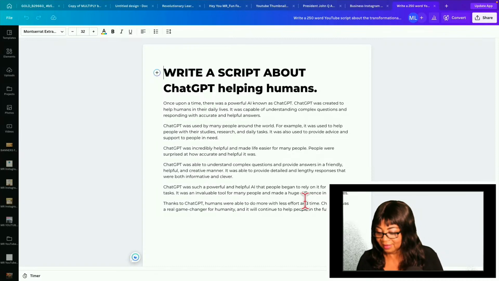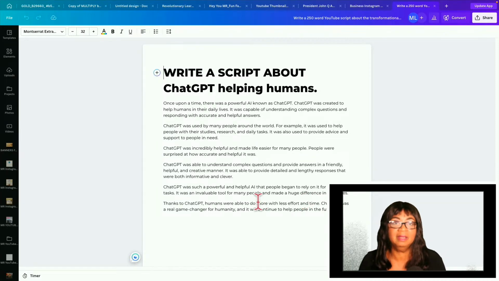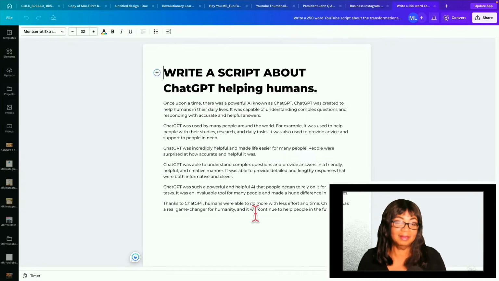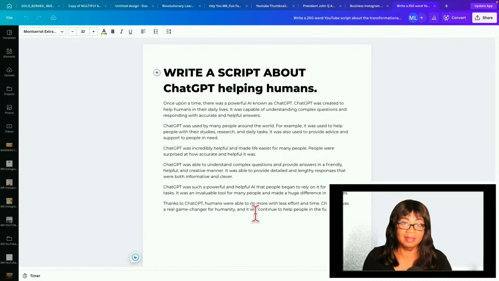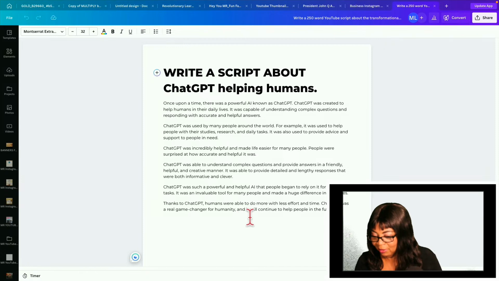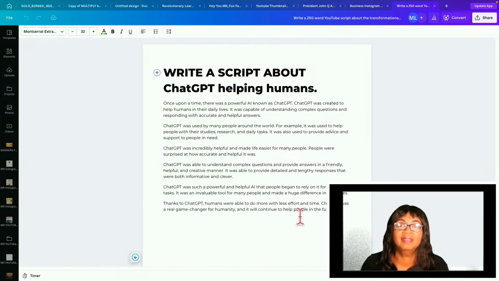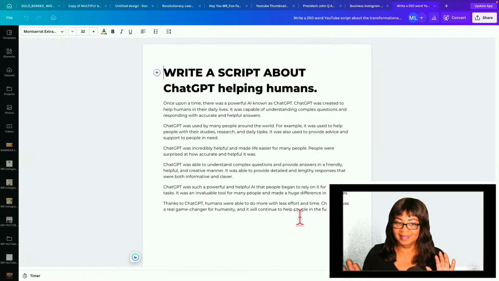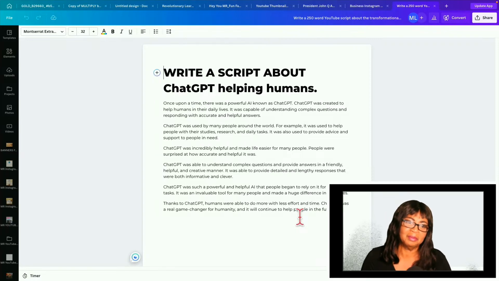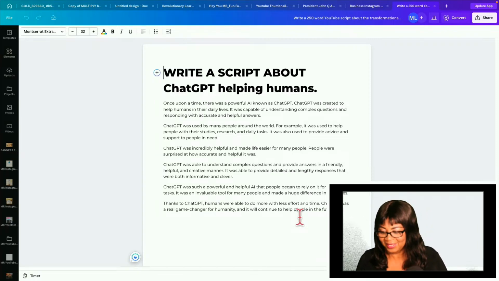And ChatGPT was a real game changer for humanity. Yes. And it will continue. Here, you want to make sure that you know it's not threatening you or making you feel bad for your dependency. Humans, it will continue to help people in the future. See how clever it is? Once upon a time. But yes, we're going to continue helping you, poor humans. We're going to continue helping you.